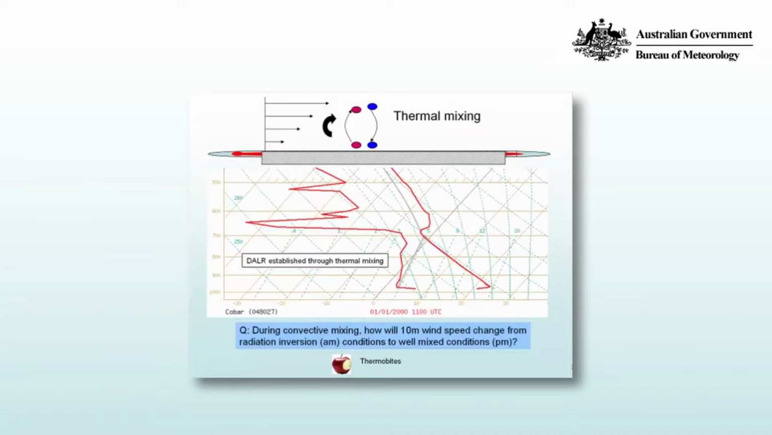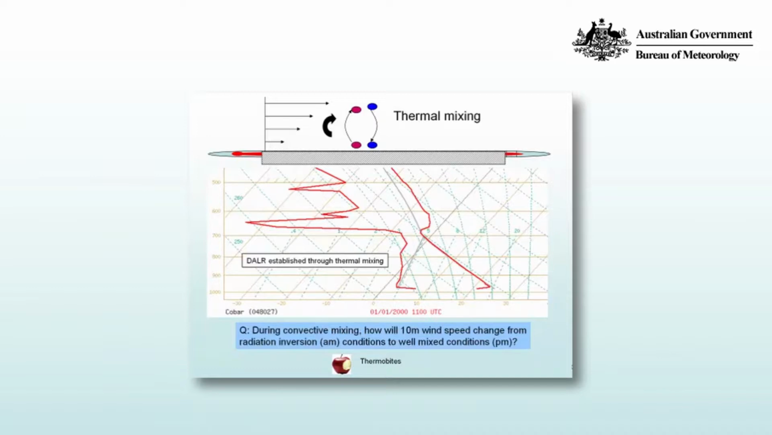As noted before, what happens with this heating and thermal mixing is the establishment of a dry adiabatic lapse rate. And here's a profile where there's a radiation inversion, so this is an 11 UTC trace. In summer that's 10 PM. And then there's a very deep dry adiabatic layer from pretty much near the surface to 700 hectopascals, which is about 10,000 feet or 3 kilometres.